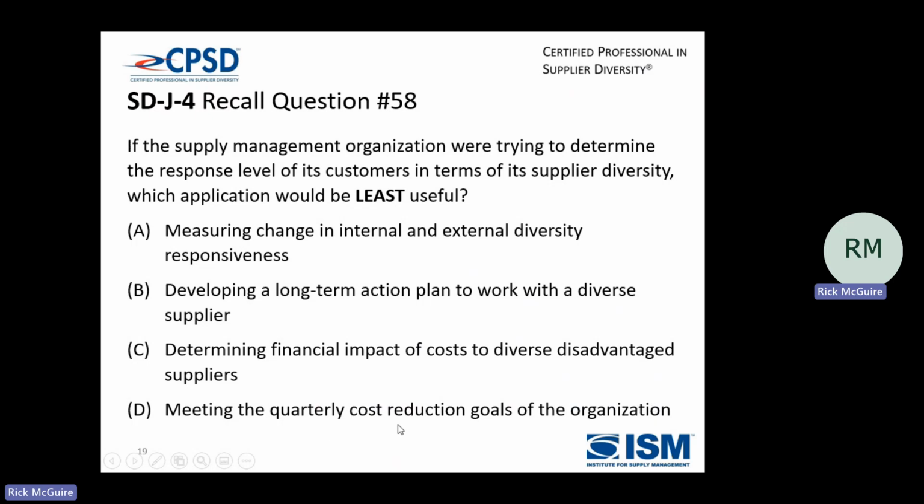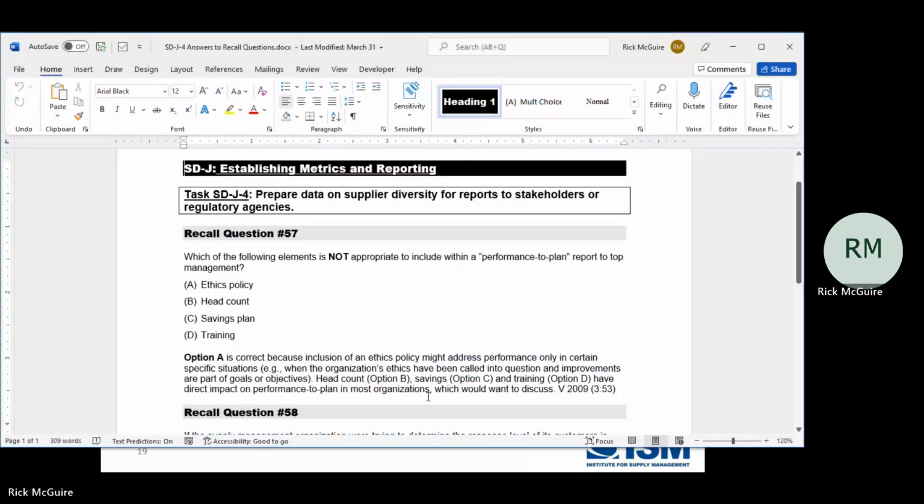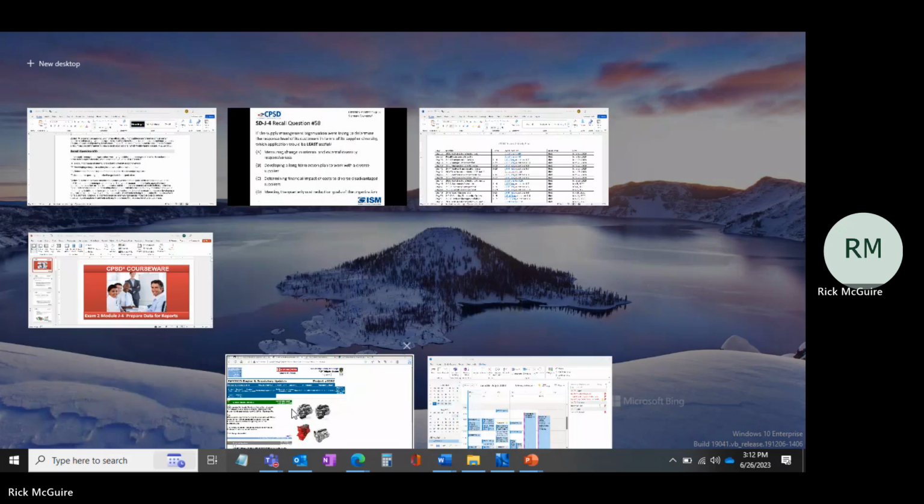All right, so here's a hint. ISM never likes quarterly cost reduction goals, so if you're looking for a least, it's always going to be that one. D it is.